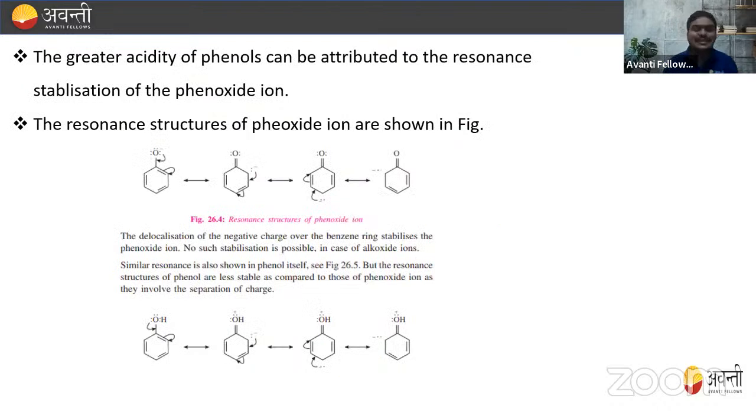Okay, now the greater acidity of phenol can be attributed to the resonance stabilization of the phenoxide. The more stable the phenoxide, the more acidic the nature. So how will you know from the resonating structures what difference the stability makes? The stability is like this: in phenol, we all know there is an OH on the ring.